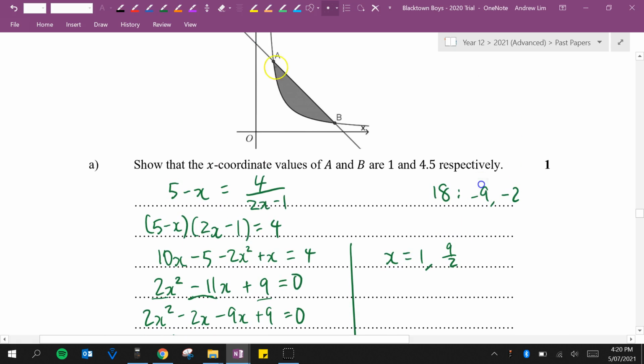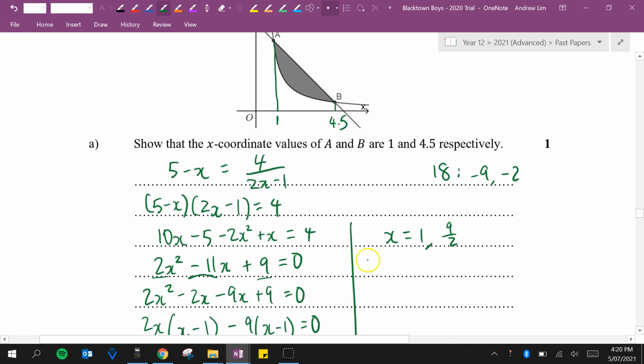So which one occurs first? That has to be 1. This has to be 4.5. So therefore, the x coordinate of A equals 1, and the x coordinate of B is equal to 4.5.